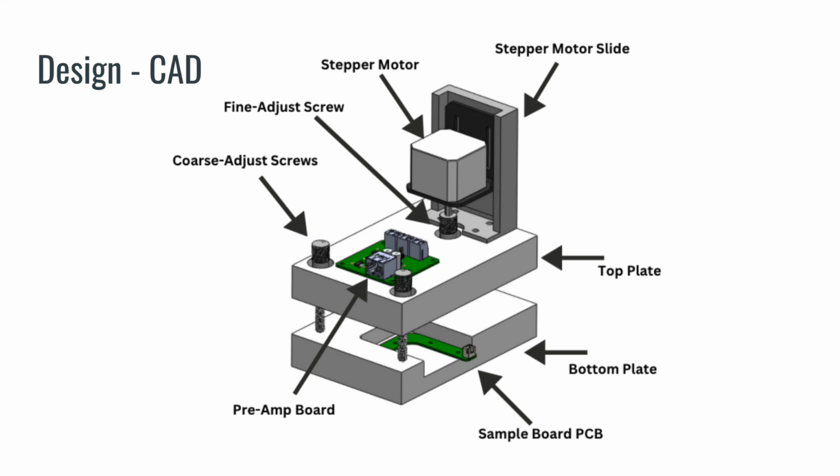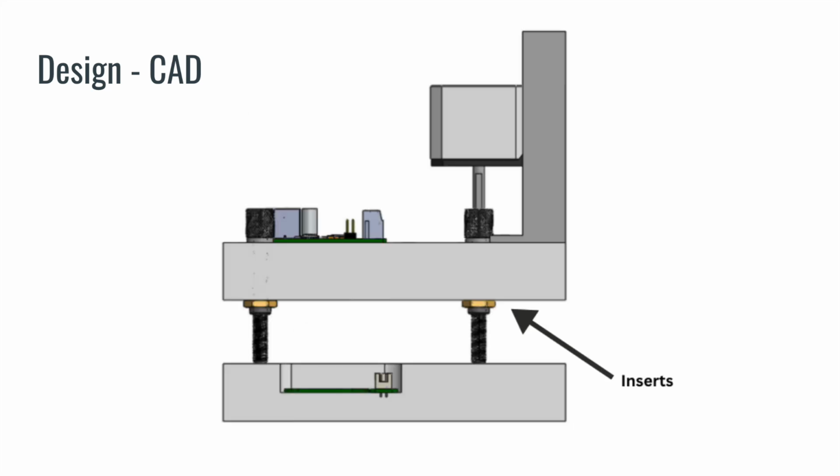The top plate also holds the preamp board, which contains the transimpedance amplifier, which has a very high gain and converts the current to voltage. The preamp board also includes the differential driver that conditions the signal for the ADC. The bottom plate holds the sample board PCB and also includes grooves for the micrometer screws to rest in. Inserts were added into the top plate for the micrometer screws due to their extremely fine, uncommon threads.